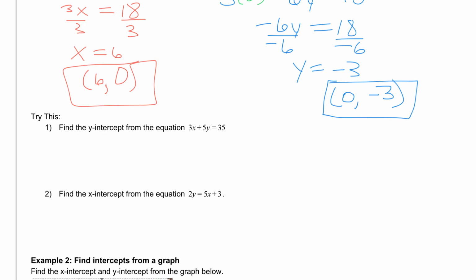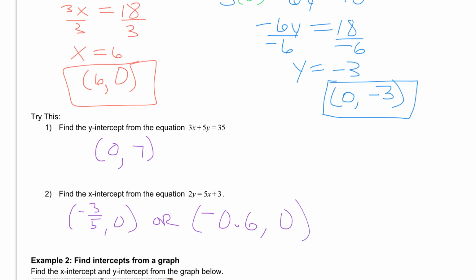If you did the try this correctly, number 1, finding the y-intercept should be the point (0, 7). And number 2, finding the x-intercept, you could have it as a fraction or a decimal. So you can have (negative 3 over 5, 0), or you could have written it as (negative 0.6, 0). If you have any questions on either one of these, please let me know.